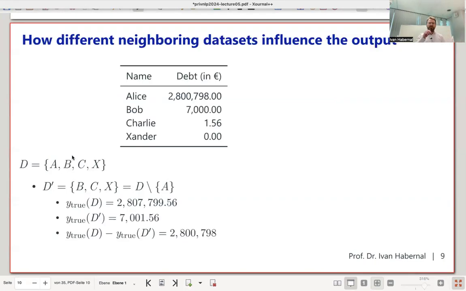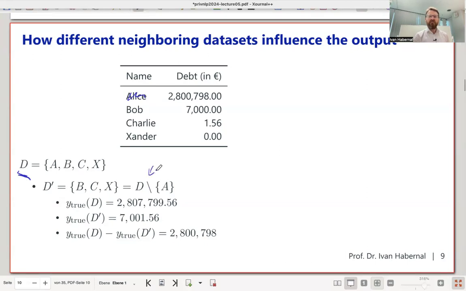The question we have to ask here is how potentially different neighboring data sets influence the output. So we had this example where we use D for the full data set now, and here we have D prime, obtained by removing Elise. So we have B for Bob, C for Charlie, and X for Xander.